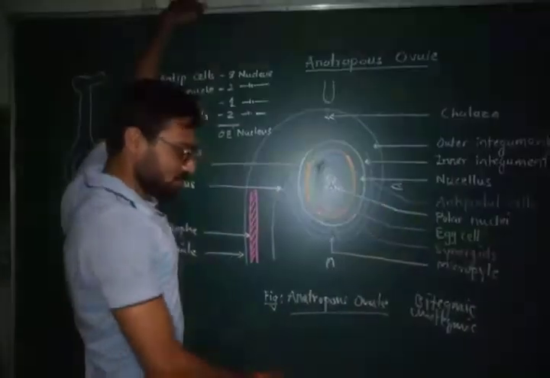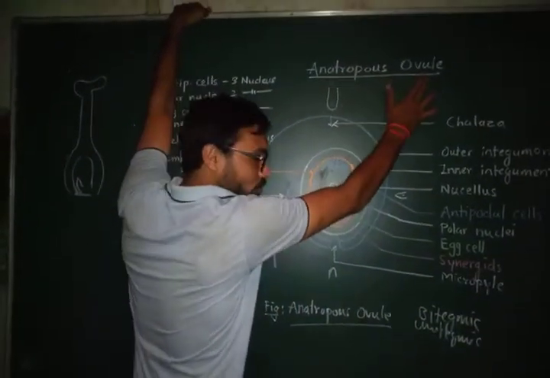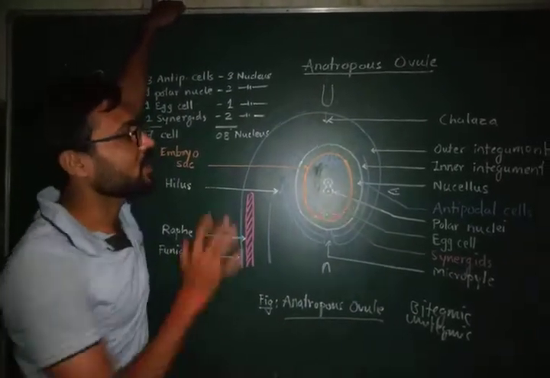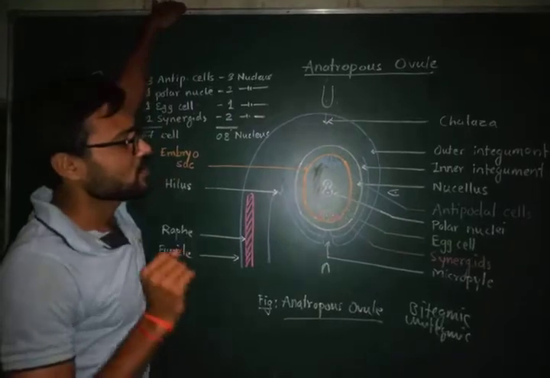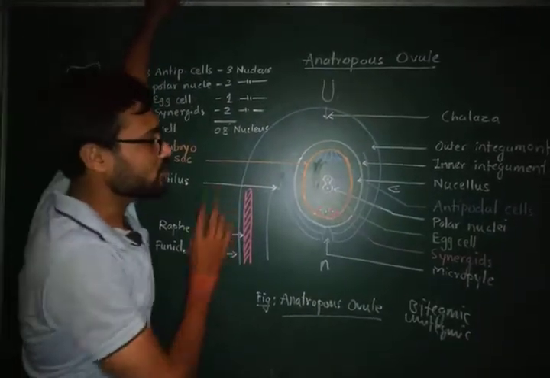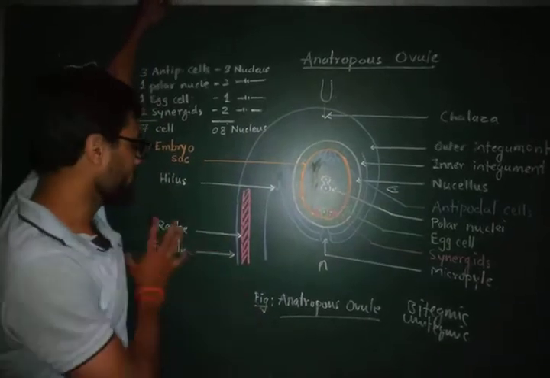Today we are going to discuss the anatropous ovule, particularly the female anatropous ovule. It is a female reproductive part in plants. Here I have drawn the figure of the anatropous ovule. Let me discuss it one by one.